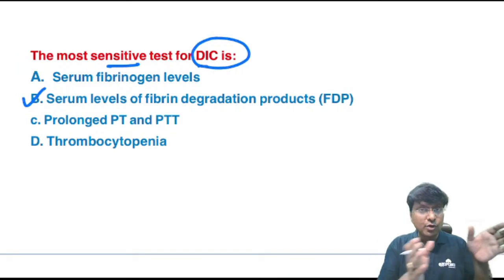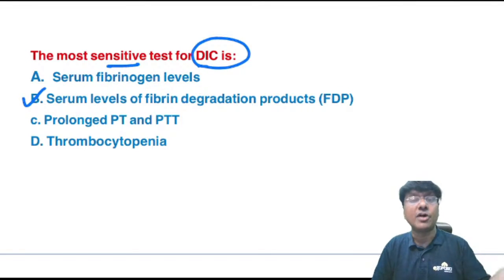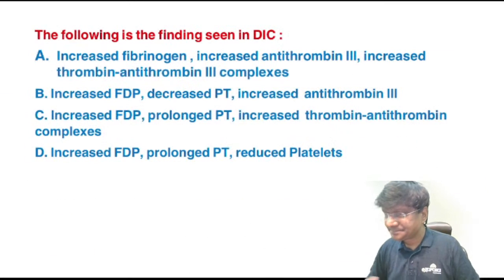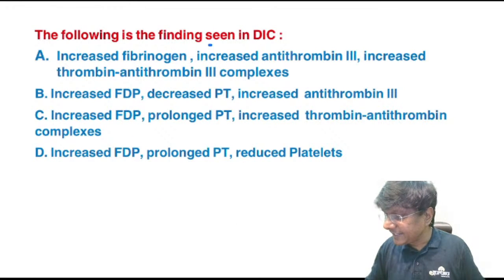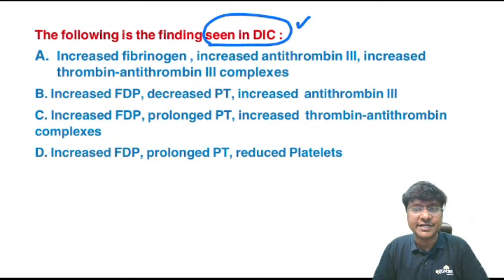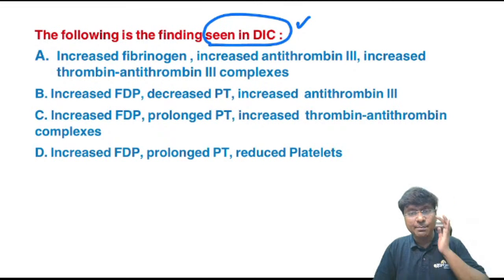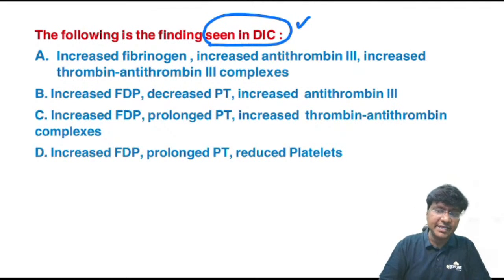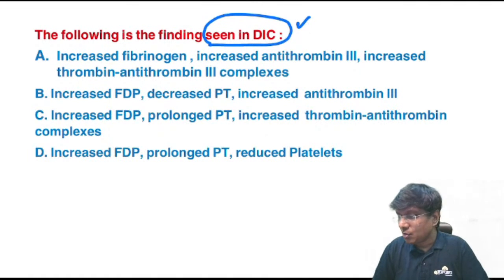So what will happen? Both your intrinsic pathway and extrinsic pathway are utilized for the formation of the clot, and even the platelets are utilized for the formation of the clot. So accordingly, what will be the parameters in patients with DIC? You see this question. The following is the finding which is seen in patients with disseminated intravascular coagulation. Go through all the options. First option is increased fibrinogen, increased antithrombin 3, increased thrombin antithrombin 3 complexes. Another option, increased FDP, decreased prothrombin time, increased antithrombin 3. Third option, increased FDP, prolonged prothrombin time, increased thrombin antithrombin complexes. Fourth option, increased FDP, prolonged PT, reduced platelets. So please tell me, what will be the features in disseminated intravascular coagulation?